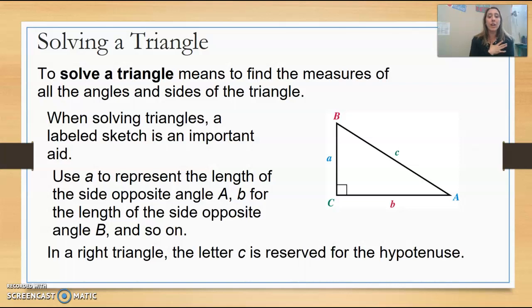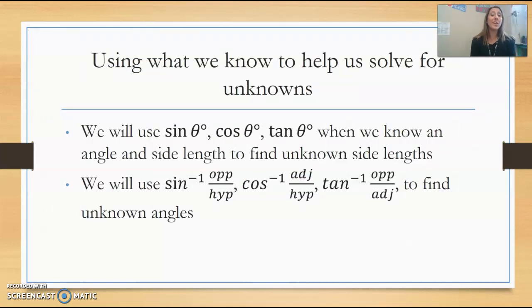So when I give you a triangle, we're going to solve for all missing pieces. We're going to use what we know to help us solve for those unknowns. We are going to be using sine, cosine, and tangent. Just those three. So SOH CAH TOA. Those things are going to help us solve for different things. We will be using the sine of a given angle. So that's why it says sine theta degrees, cosine theta degrees, tangent theta degrees.